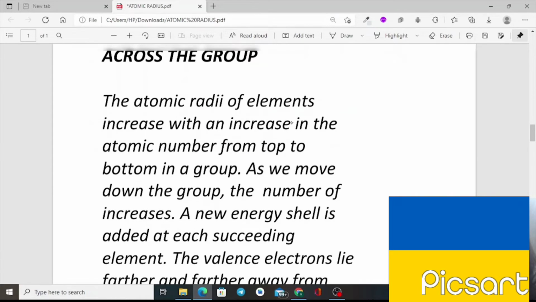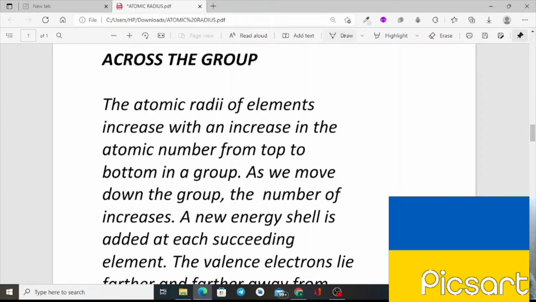Firstly we will talk about the trends in the group. We know that atomic radius of elements increases with the increase in atomic number from top to bottom. When we move from top to bottom, the atomic number keeps on increasing, okay. As we move down the group, the number of shells increases. Also, as we increase the atomic number, the electrons are also increasing. For the accommodation of those electrons, we have to add more shells, okay. So when we move from top to bottom, we have more number of shells, orbits, okay.